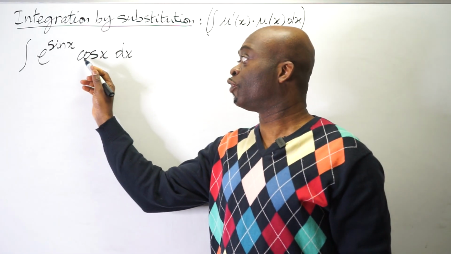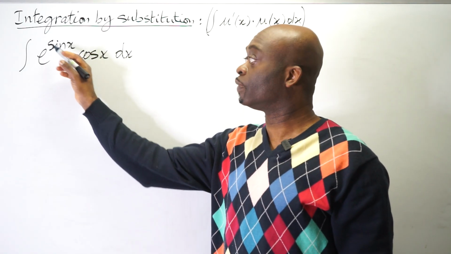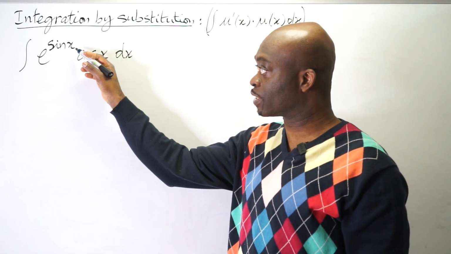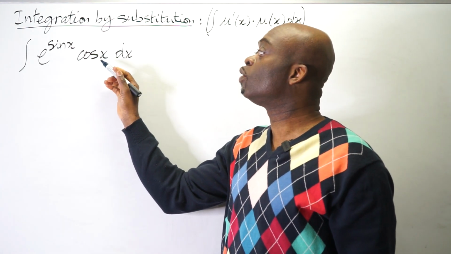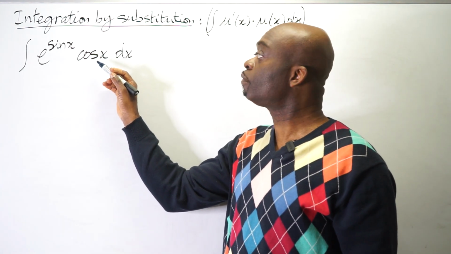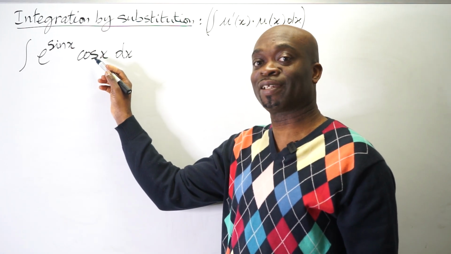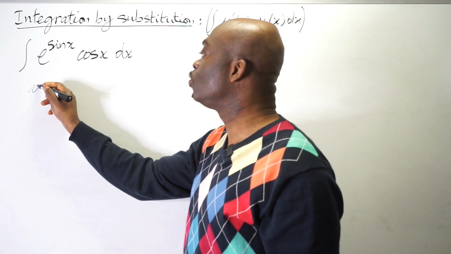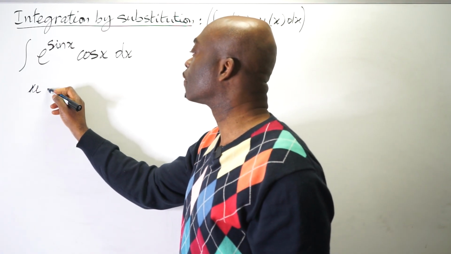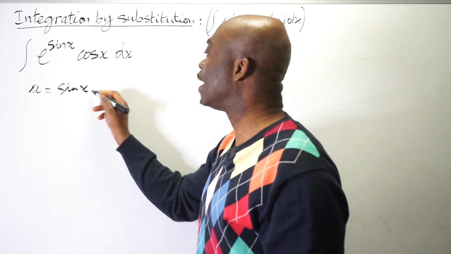So that means if we look at this one, for example, cosine x, and this one, sine x, of the problem, the integral of exponential sine x times cosine x dx, what do we see? We see that the derivative of sine x is cosine x. We see that, right? So that means we can set up u as sine x. We can do that.